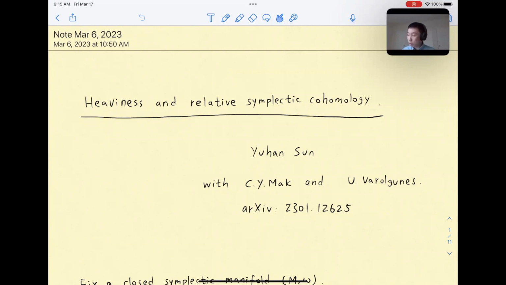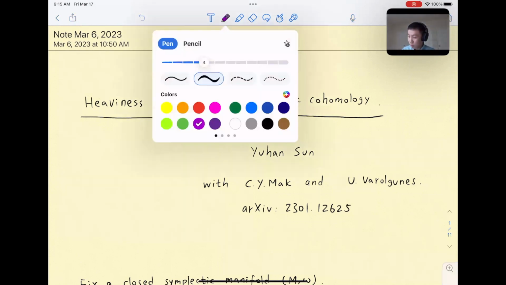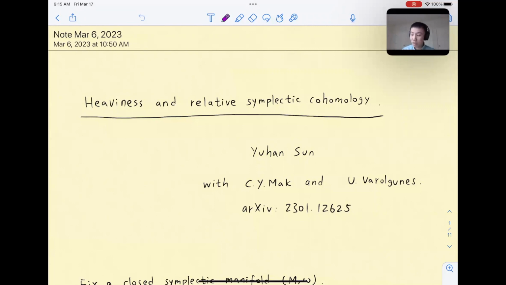So today we'll talk about two notions as in the title, heaviness and the relative symplectic cohomology. This is based on joint work with C.Y. Mak and U. Varolgunes.